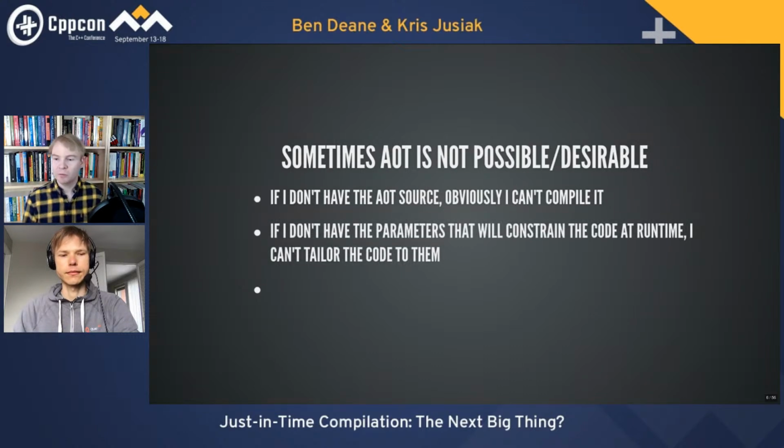If I don't have the parameters to constrain the code yet, I can't tailor the code to them at ahead of time compilation. So maybe these arguments are only available at runtime. And if I compile everything ahead of time, it might lock me into an ABI. Whereas if I delay compilation to just at the point of need, just at runtime with JIT, I move to more an API level boundary rather than ABI level boundary.